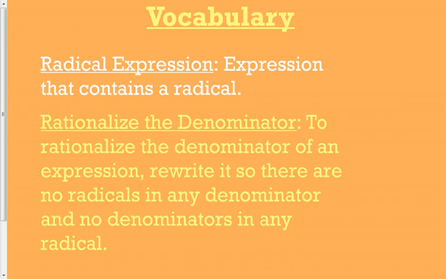So a radical expression is an expression that contains a radical. Remember, a radical is the square root symbol. All right, and we are going to talk briefly about how to rationalize the denominator. We'll review it in a little bit. To rationalize the denominator of an expression, rewrite it so that there are no radicals in the denominator, and no denominators in any radical. So we can't have a denominator with a radical symbol. That's one of those rules, like you can't divide by zero. We're going to say you can't have negative exponents, stuff like that. We can't have a radical in the bottom. So we're going to have to rationalize that by doing something.